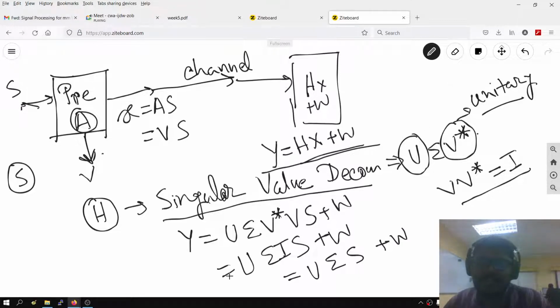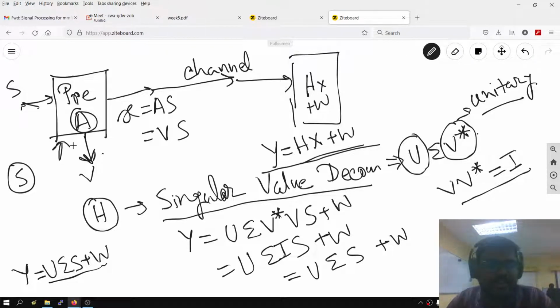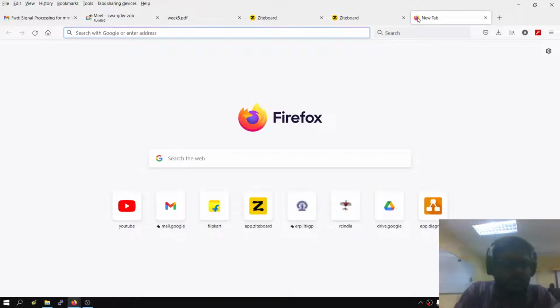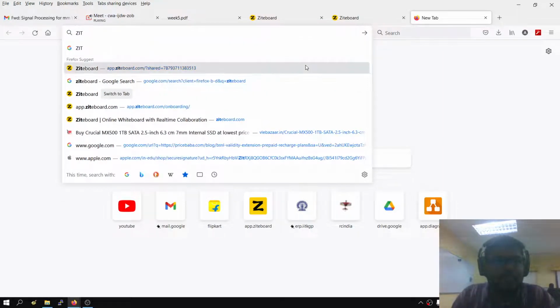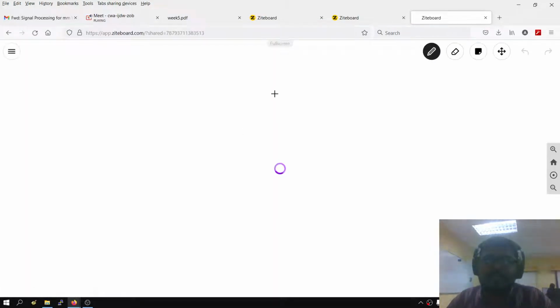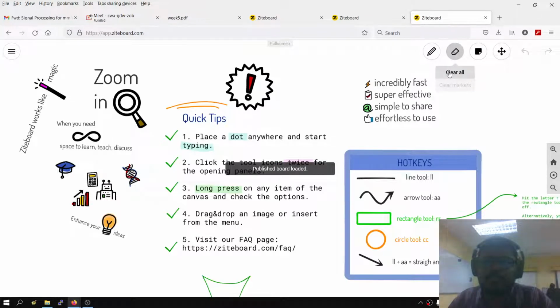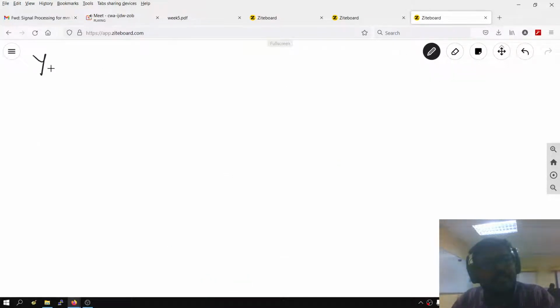So what is the solution that comes here? y becomes U epsilon S plus W. If we use this precoder only, that is the result of the precoder. So the precoder makes this H matrix dissolve into the factor U epsilon. Now, what is the previous equation here? Y is equal to U epsilon S plus W.